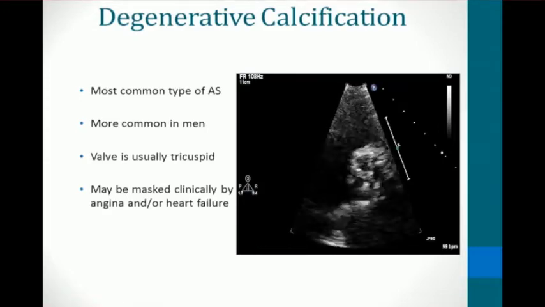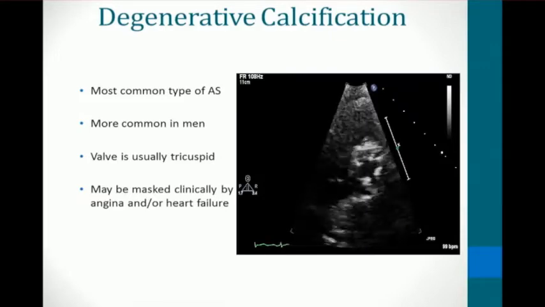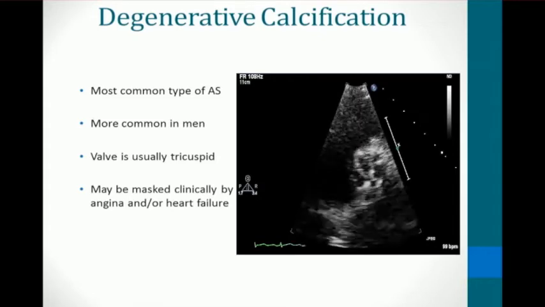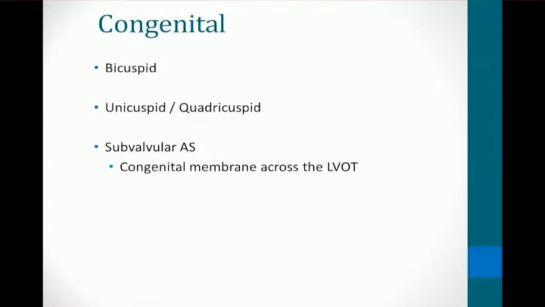The valve is usually tricuspid, though it may be challenging to determine the number of cusps on echo due to shadowing artifact from the calcification. Congenital aortic stenosis is often due to an abnormal number of cusps, most commonly bicuspid. Because these valves are abnormal, they are prone to calcification, and due to their already narrowed orifice area, only a small amount of calcification can create significant stenosis.